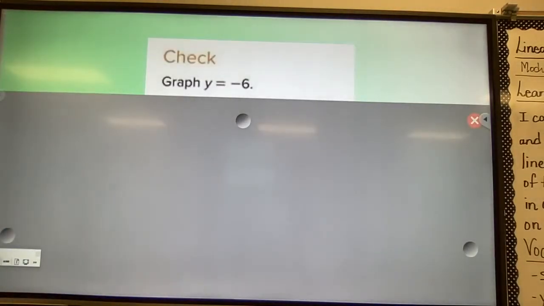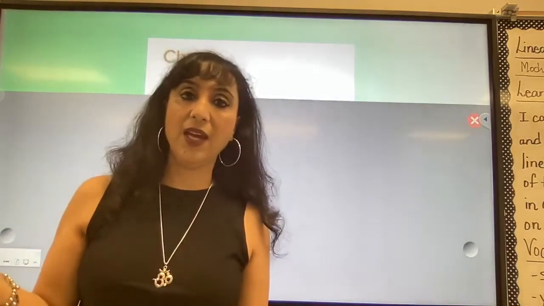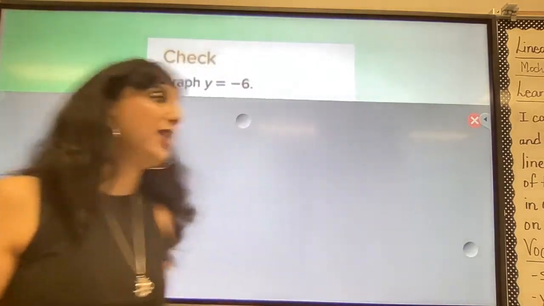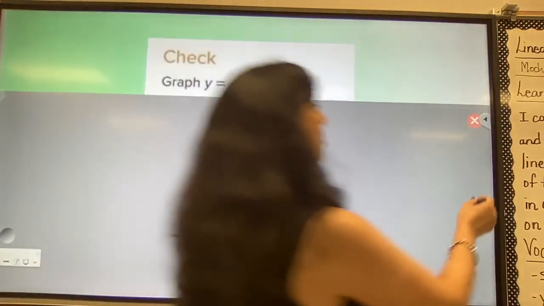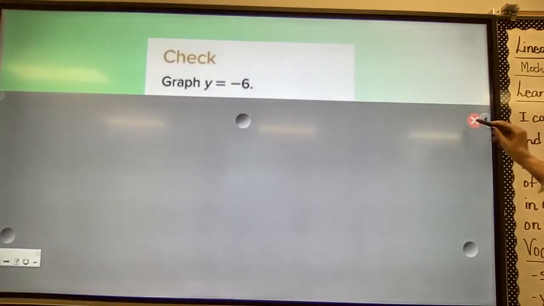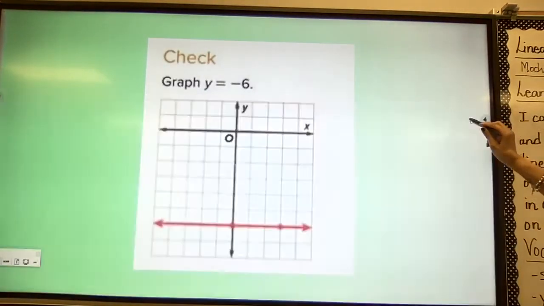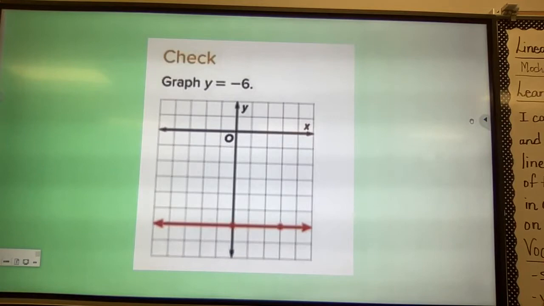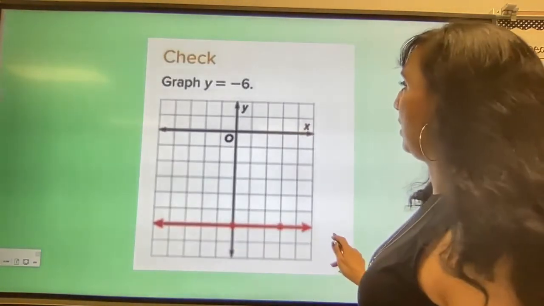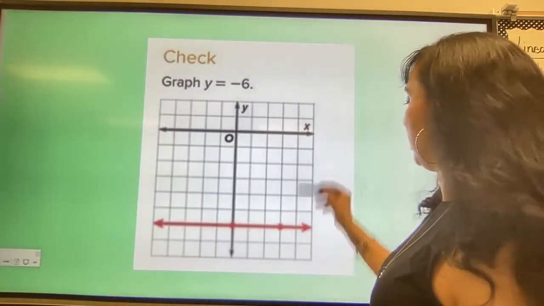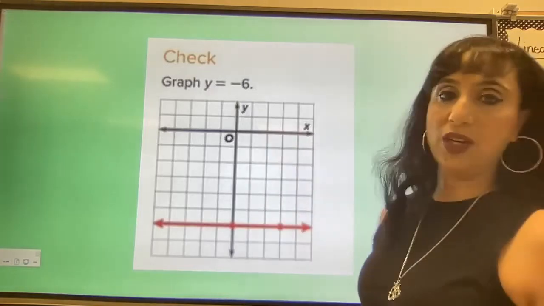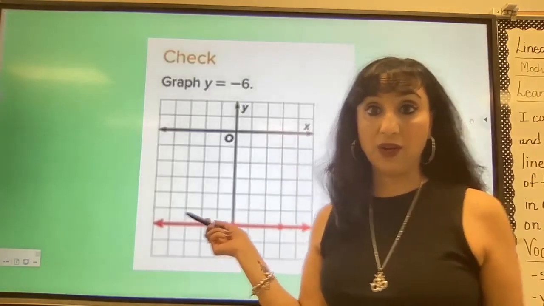So if I'm graphing y = -6, again, same thing. What is y going to be? -6. This is going to be a horizontal line again. X can be anything, but y is going to be -6. And you can take any 2 points. It is going to be a horizontal line.